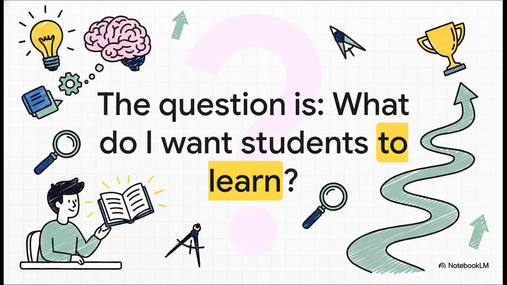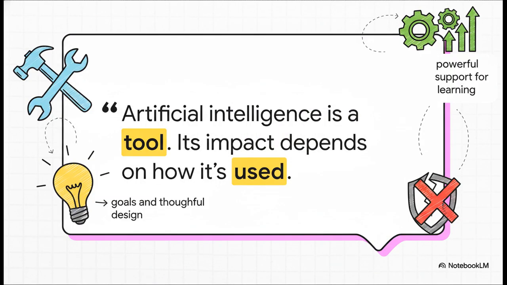And really, it all comes down to this one question. The most important question isn't, hey, what cool thing can this AI do? The real question is, what do I want my students to learn? Start there. Always start with your learning goal and then see if the tool can help you get there. Because at the end of the day, that's all this is. Artificial intelligence is a tool. That's it. And just like a hammer, its impact depends entirely on who's holding it and how they use it. When a thoughtful teacher is in charge, leading with purpose, well, then it's not a threat at all. It's an incredible support for real, meaningful learning.